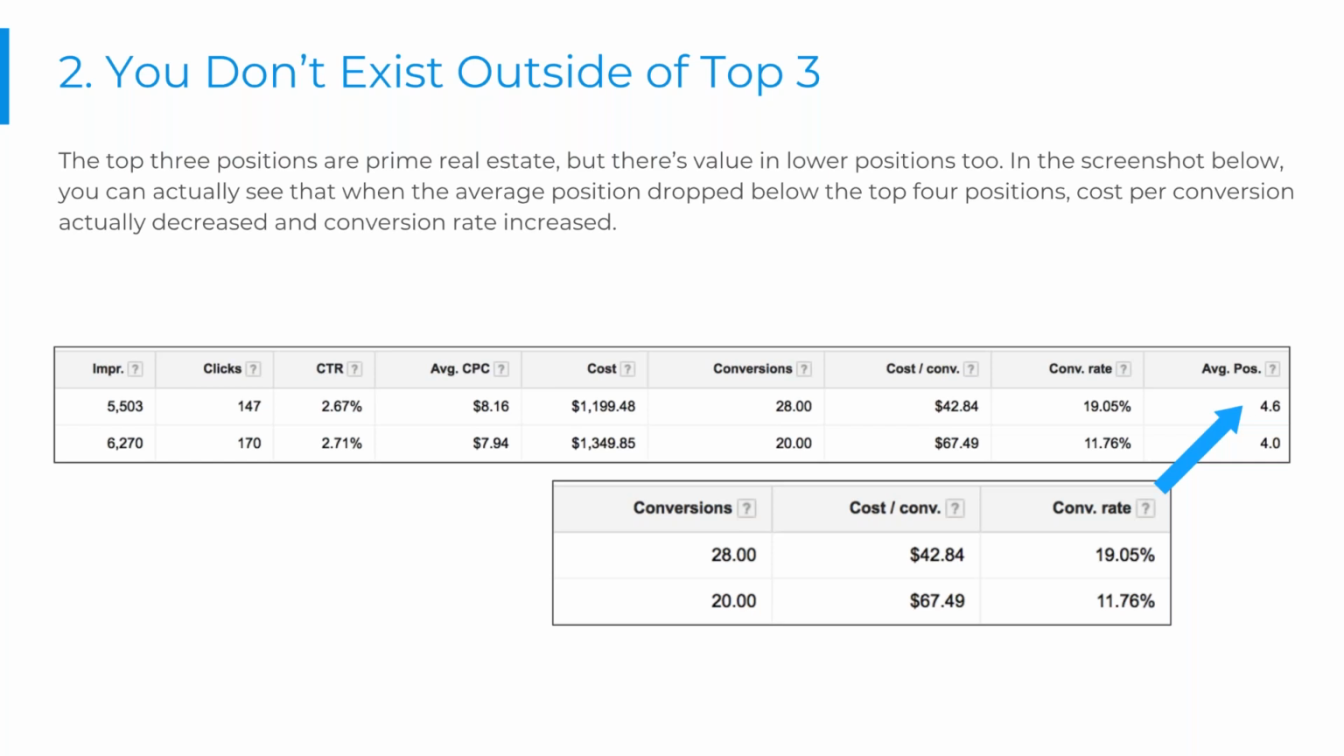Even though those benefits sound very attractive, it is all about KPIs. In the screenshot below, you can actually see that when our average position dropped below the top four positions, cost per conversion actually decreased and conversion rate increased.